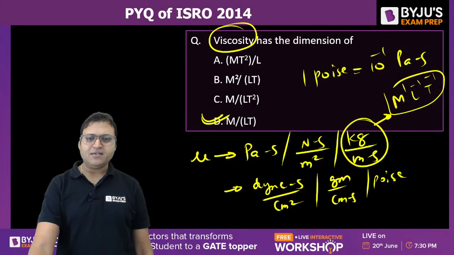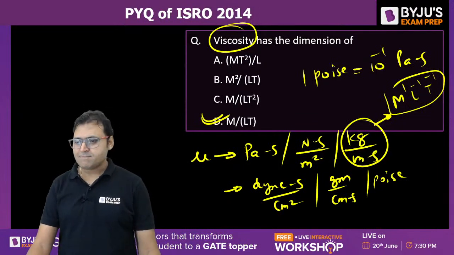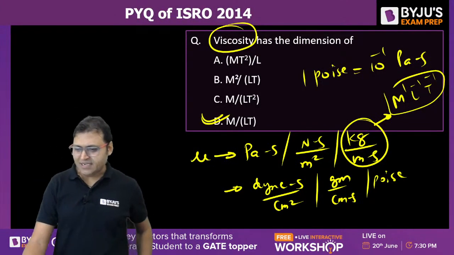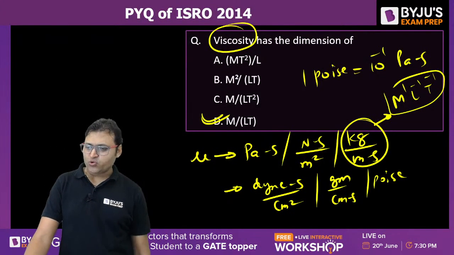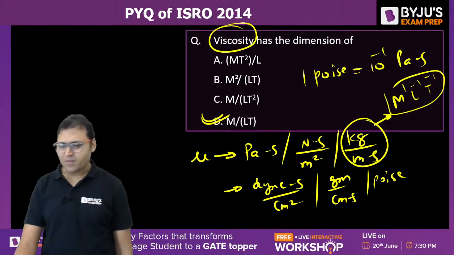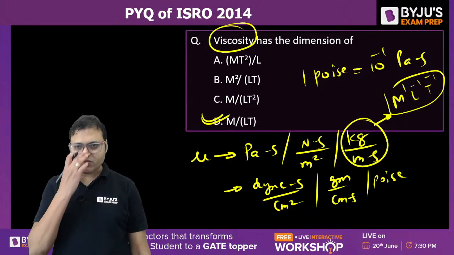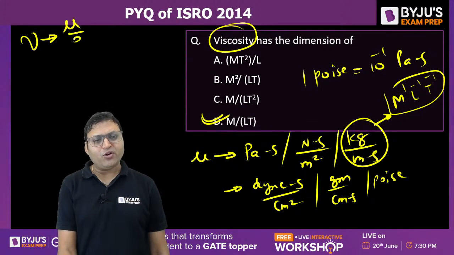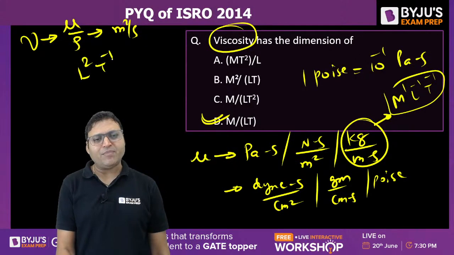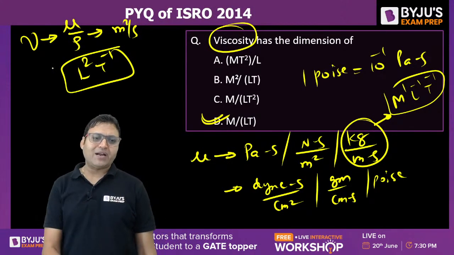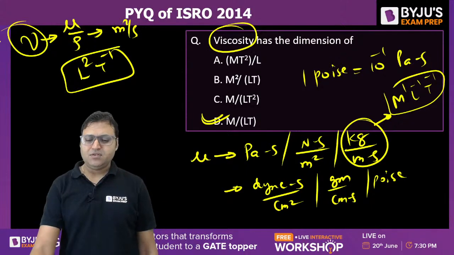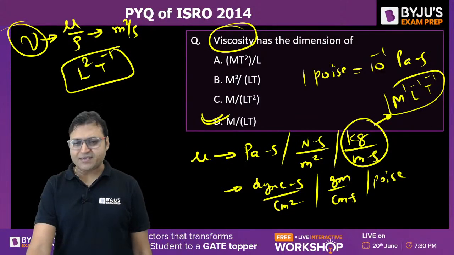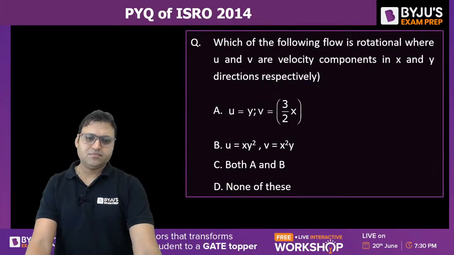D will be the answer. Are you getting it? Yes, well done, Ayush. Naruto, D will be the answer for this one, viscosity. If it had been about kinematic viscosity, mu by rho, the unit would have been meter square per second. So it is L2 T minus 1 for kinematic viscosity, which is dynamic viscosity per unit density.